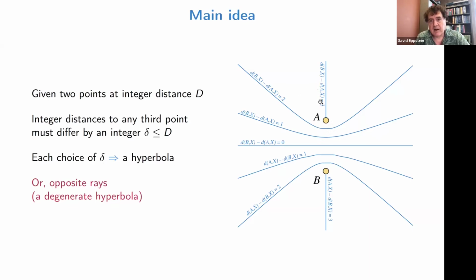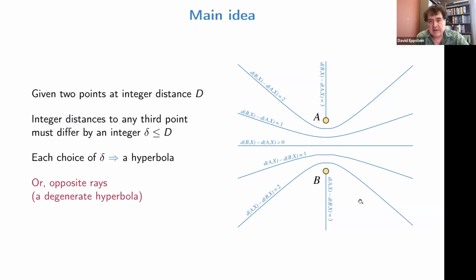So C could be, or I guess I've labeled it X in this figure, could be as much as 3 units farther from B than A. And if it is, it's on this ray, vertically extending in the other direction up from B from A. The two distances could differ by 2. And then you get this branch of a hyperbola.